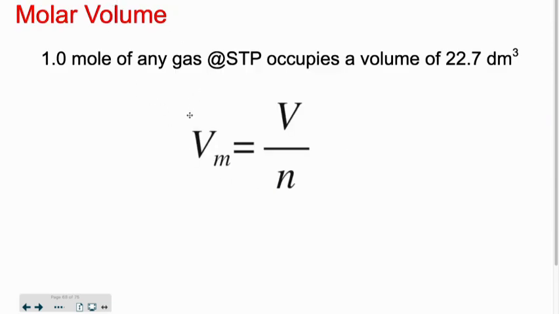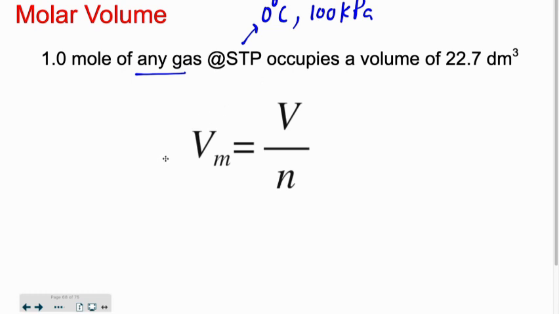Molar volume is another concept that you should be familiar with. It states that 1 mole of any gas at standard temperature and pressure, STP, you will recall STP is 0 degrees Celsius or 273 kelvins and 100 kPa, 1 mole of any gas at STP occupies a volume of 22.7 decimeters cubed. This is any gas. It could be hydrogen gas, carbon dioxide, it could be oxygen gas.